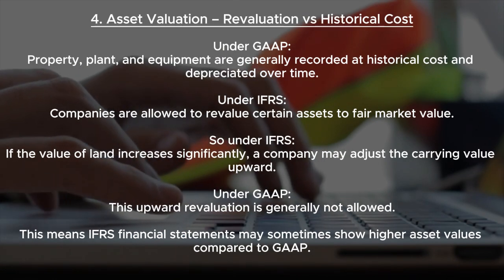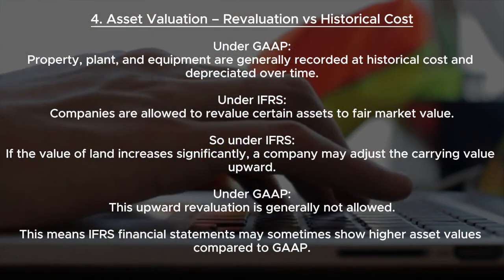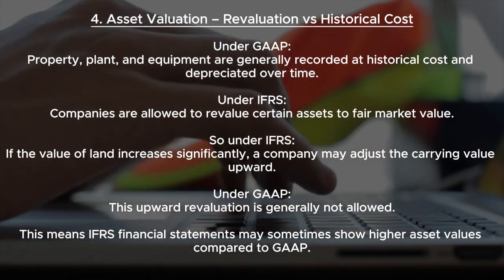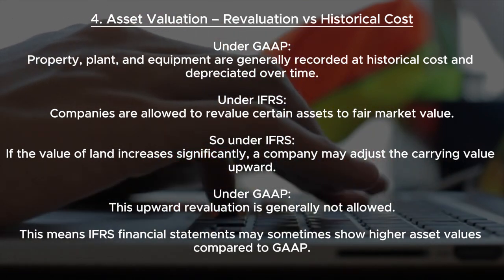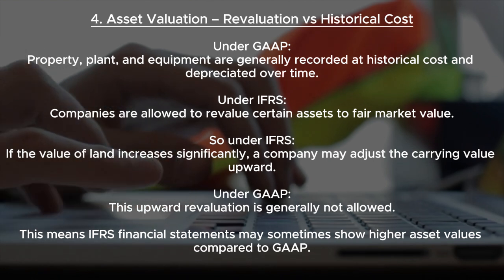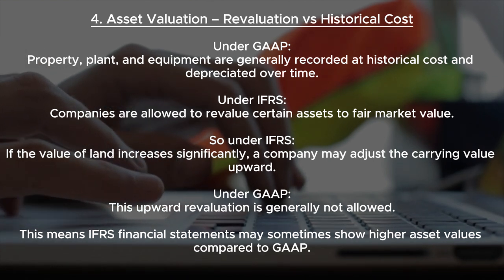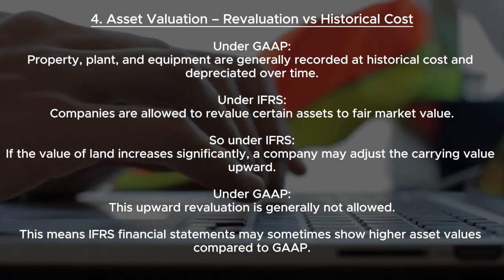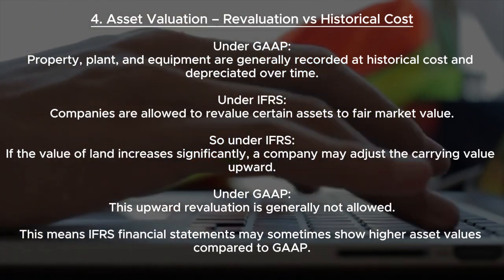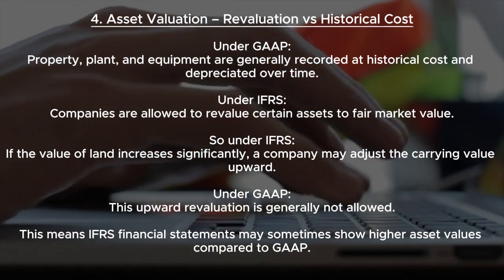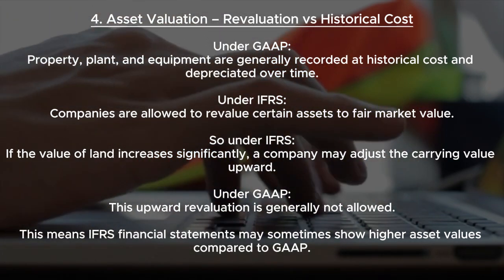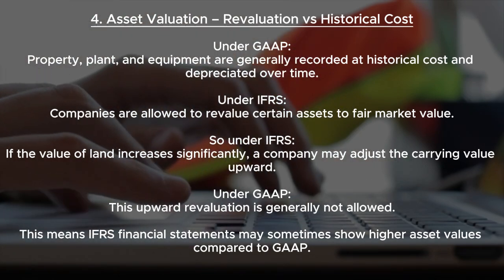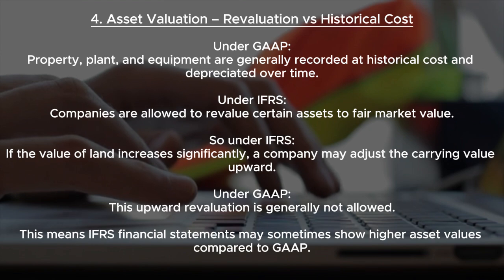4. Asset valuation, revaluation versus historical cost. Under GAAP, property, plant, and equipment are generally recorded at historical cost and depreciated over time. Under IFRS, companies are allowed to revalue certain assets to fair market value. So under IFRS, if the value of land increases significantly, a company may adjust the carrying value upward. Under GAAP, this upward revaluation is generally not allowed. This means IFRS financial statements may sometimes show higher asset values compared to GAAP.